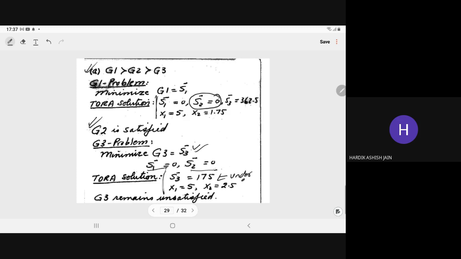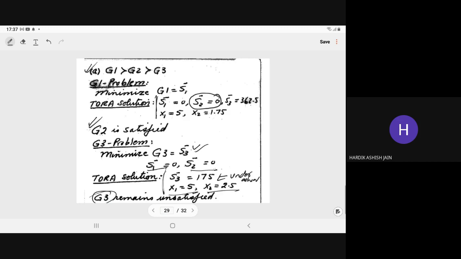You practice this. If you are not able to do it, please tell me and I will provide the table. So S3 minus is the underachieve, and x1 is equal to 5, x2 is equal to 2.5. It means the number of art shows should be 2.5, and the number of band concerts should be 5. So here you can say that G3 remains underachieved, even in the priority order.